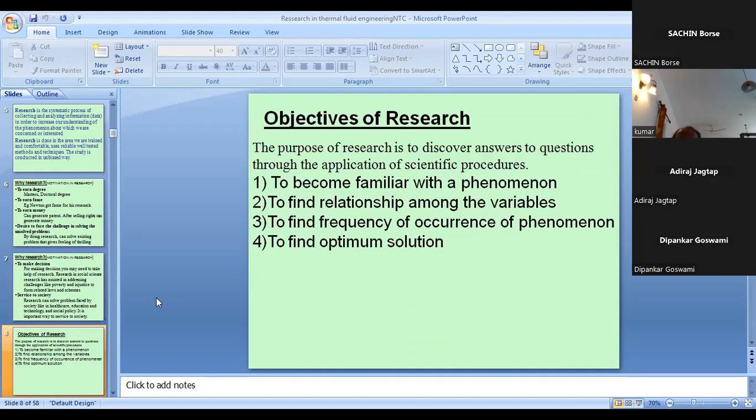Then we saw what is our objective of research. First thing is to become familiar with the phenomenon. Then find the relationship.